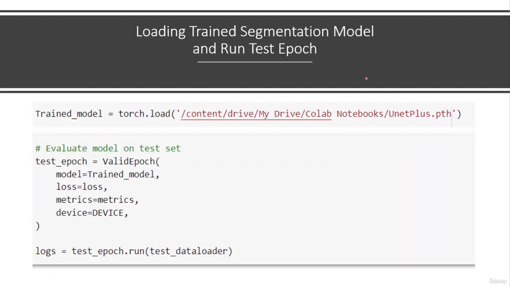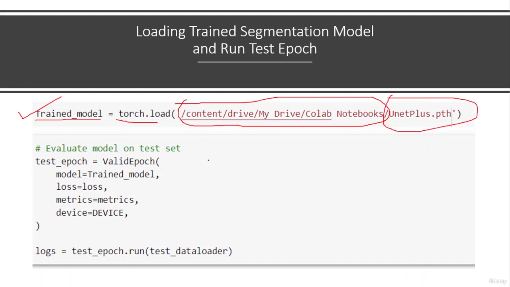Next, we will load the trained segmentation model from the Google Drive and we will run the test epoch to evaluate the model. So here is the code to load the model from the Google Drive. Trained model is equal to torch.load. This is the path in the Google Drive where we have saved the model, and this is the model unetplus.pth.